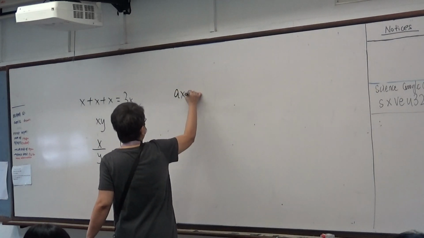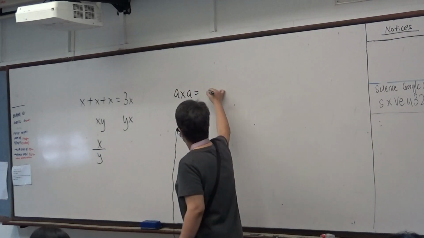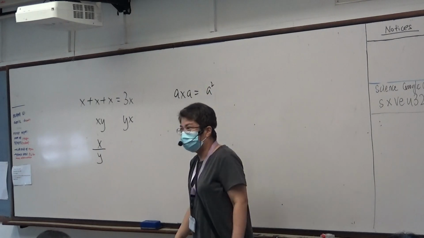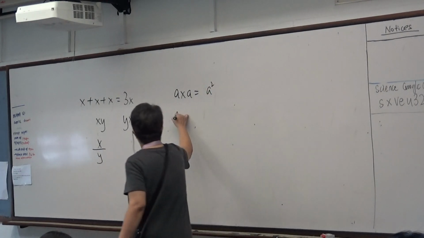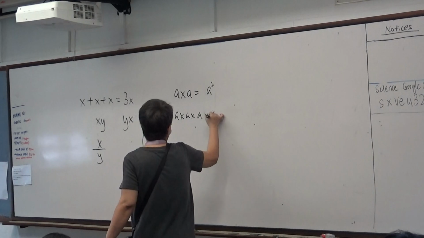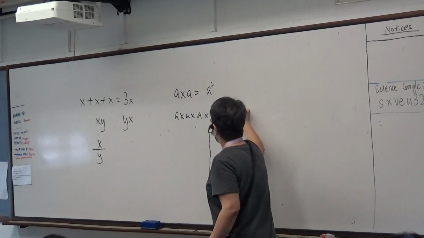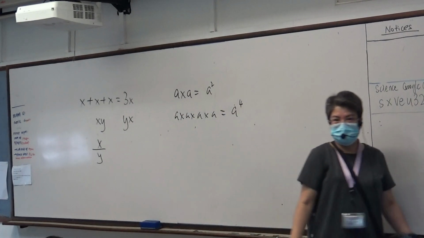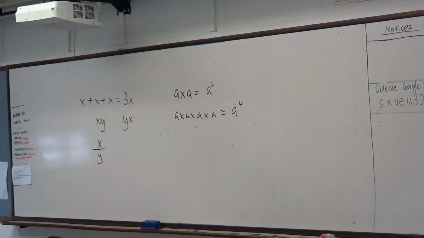Now, another one is index notation. What is a times a? What will it give you? a squared, right? Because 2 times now. What about a times a times a times a? a to the power of what? 4. Okay, so this one will tie in to your index notation. Are we clear so far? Okay, good.